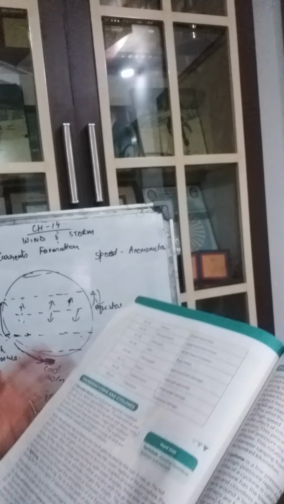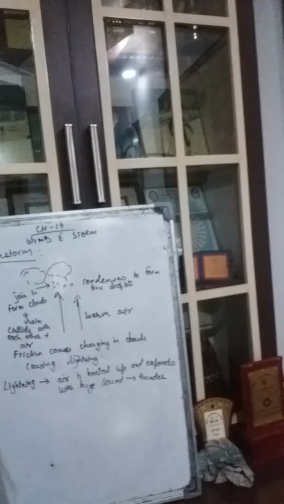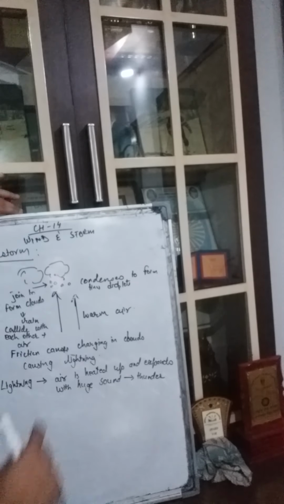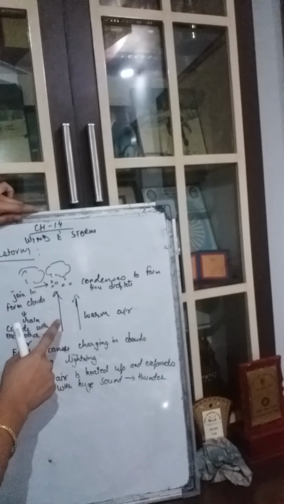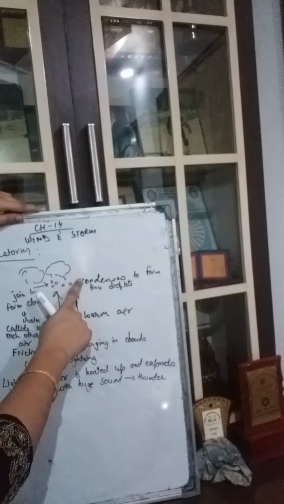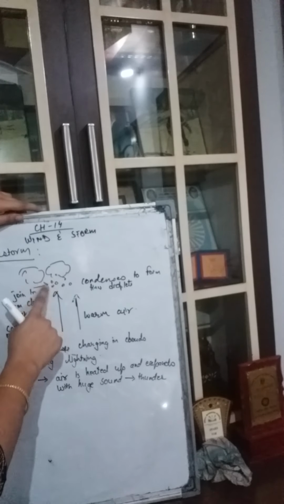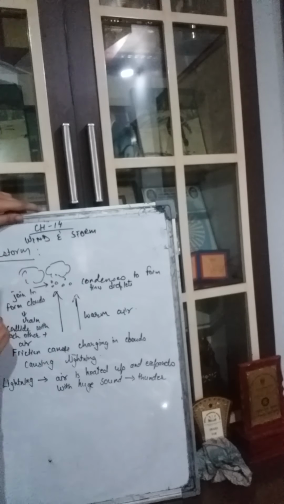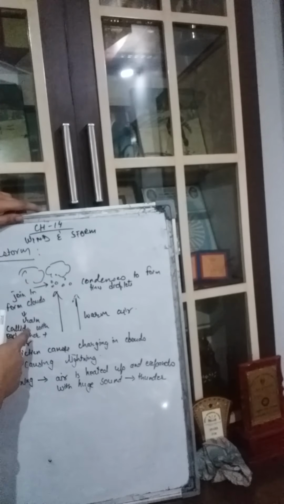Okay. Now, how are thunderstorms formed? We'll discuss it. Now girls, what happens when warm air gets heated and goes up in the sky? When it reaches a high altitude, it condenses to form tiny droplets of water. These droplets combine together to form clouds. You know this very well. Now these clouds become heavy, and then precipitation takes place. That means the rain takes place.